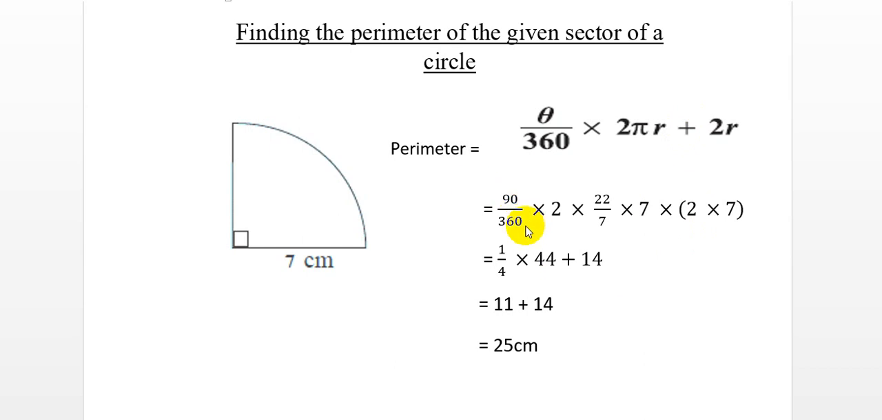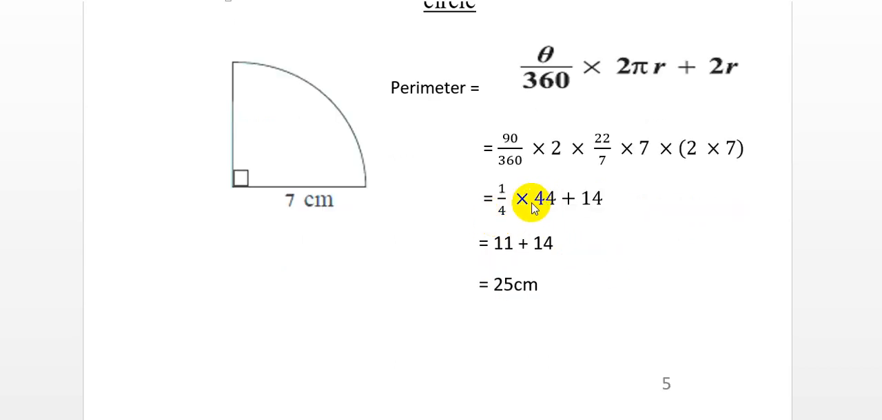So 90 over 360, when you simplify that, you get 1 over 4. So 2 you can multiply with 22, which is 44, and you can eliminate this 7 value, plus 2 into 7, which is 14.